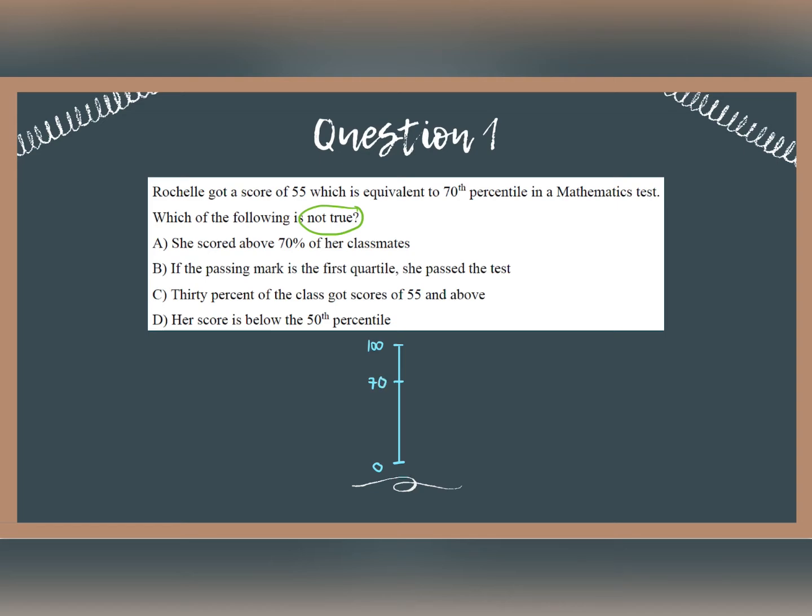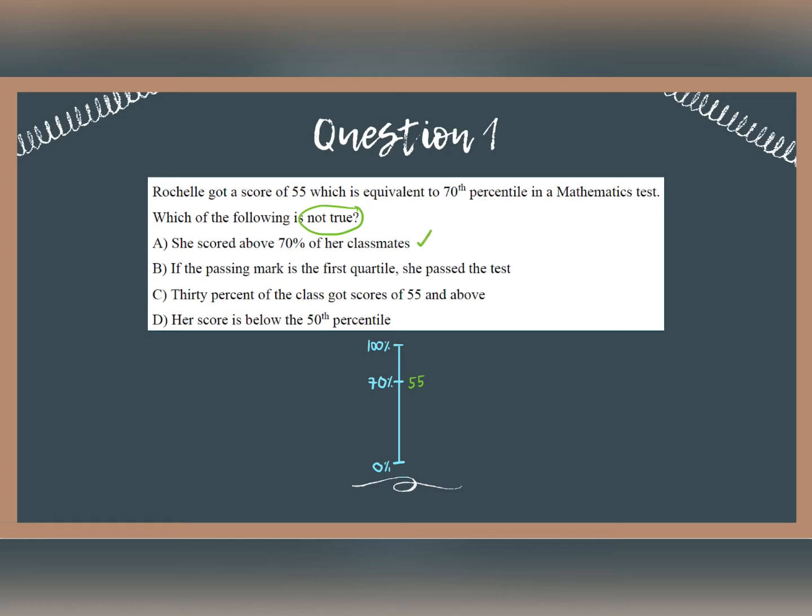It states that the 70th percentile is 55 marks. So what does it mean? Let's look. She scored above 70% of her classmates, and that is true actually. Because it is 70%, this is her mark, so the marks and the 0 all refer to the number of students actually. So the first answer here should be correct.